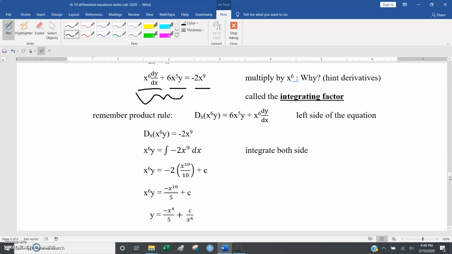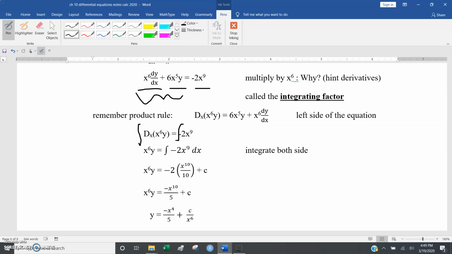Next, we must take the integral of both sides of the equation. When we integrate both sides of the equation, we get x to the 6th y on the left. Now we have to integrate, or take the antiderivative of, negative 2x to the 9th. So when we take the antiderivative of negative 2x to the 9th, we have x to the 10th over 10, and we just reduce.